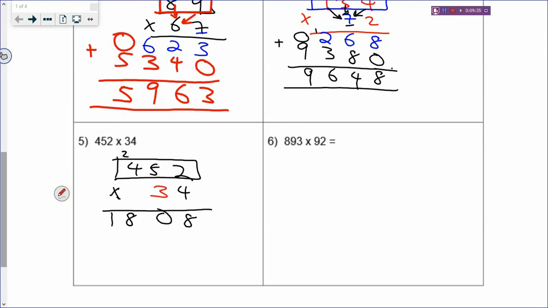And same thing, look at the top number again. But this time, you take the top number and you multiply by 3. Alright, so 2 times 3, 6 in the tens place. Put the 6 in the tens place. Then 5 times 3 is 15. So put the 5 here and carry the 1 above the next digit that you want to multiply.